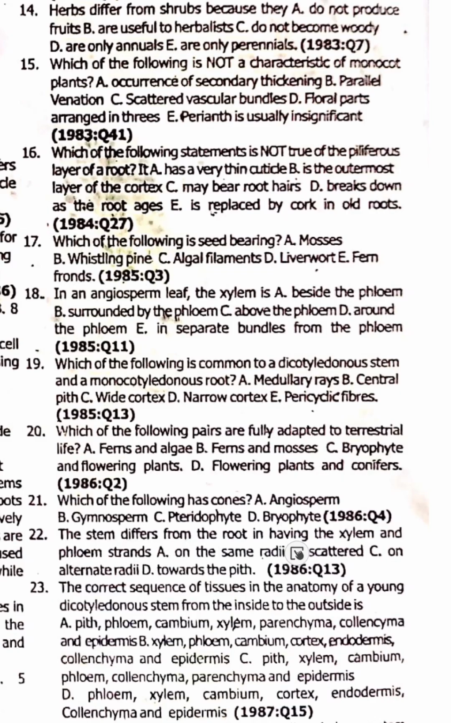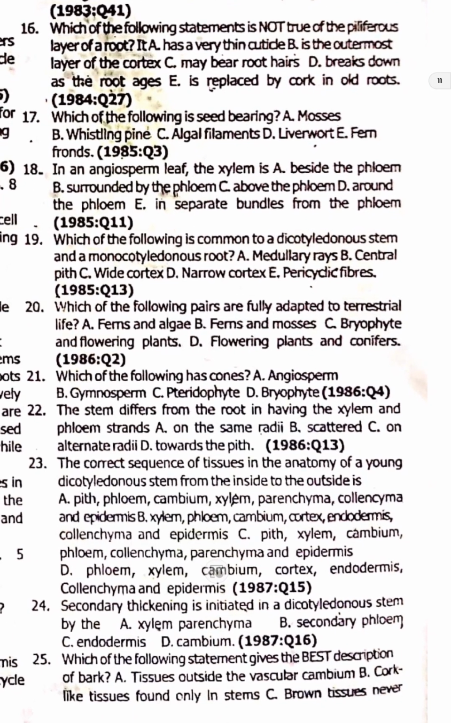22. The stem differs from the root in having the xylem and phloem strands on the same radii. This question is ambiguous. Let me see. Wait. The stem differs from the root in having the xylem and phloem on the same radii. That is the answer. Go back to that comparison where I gave the stem of dicot, monocot, and the rest. You will know it is there because of time.